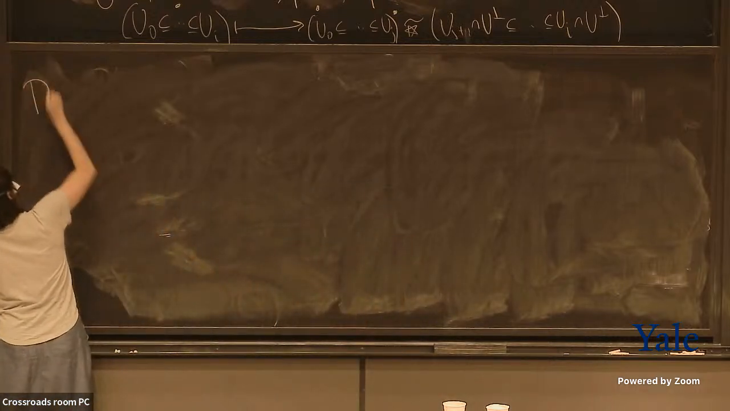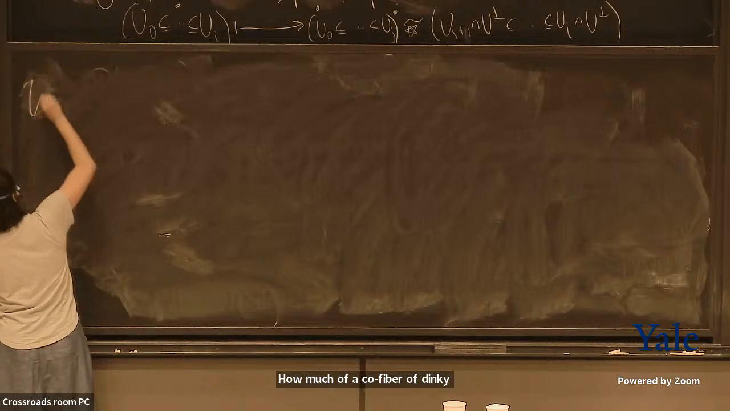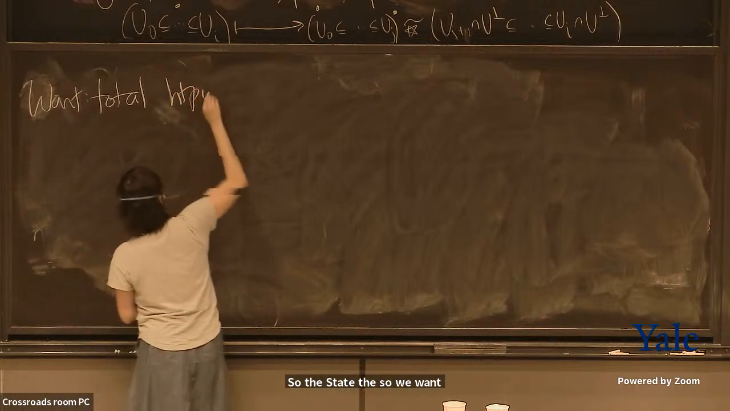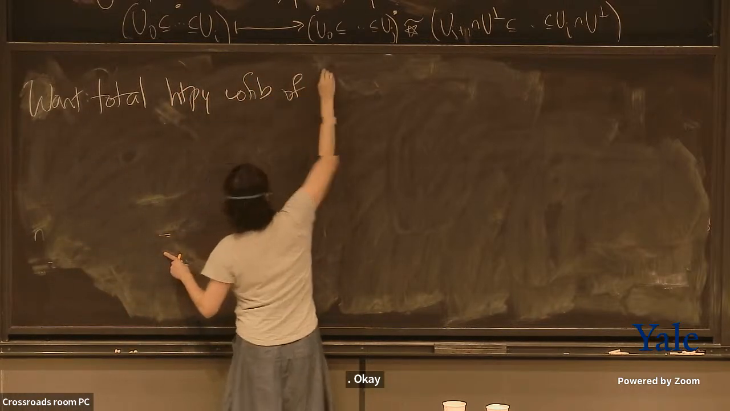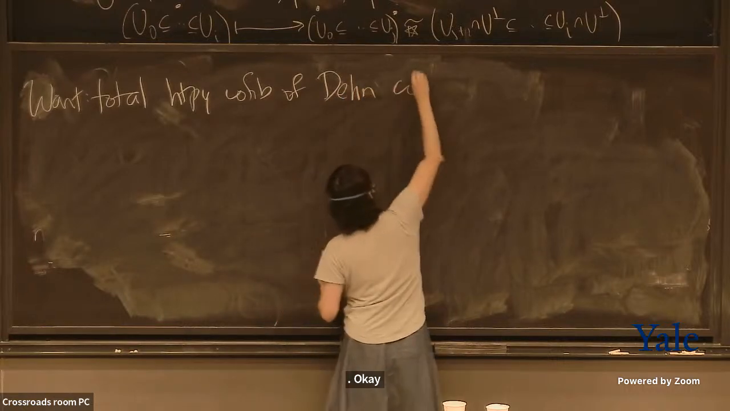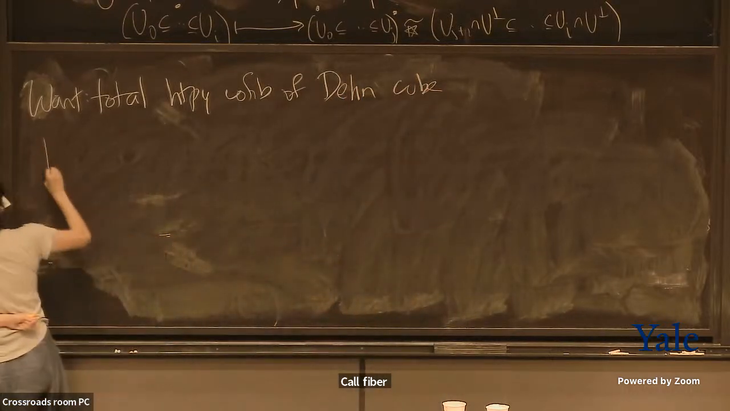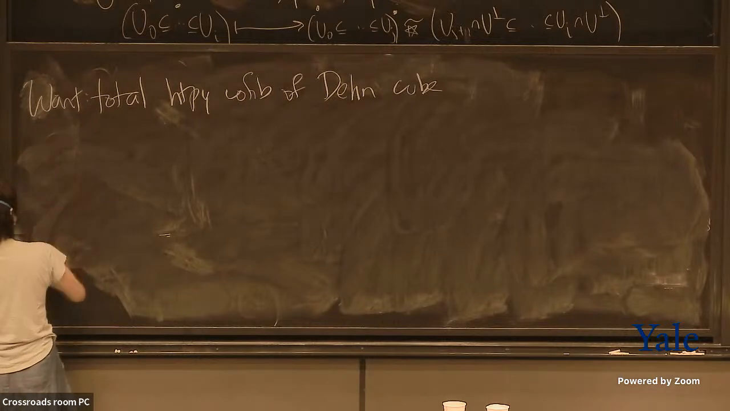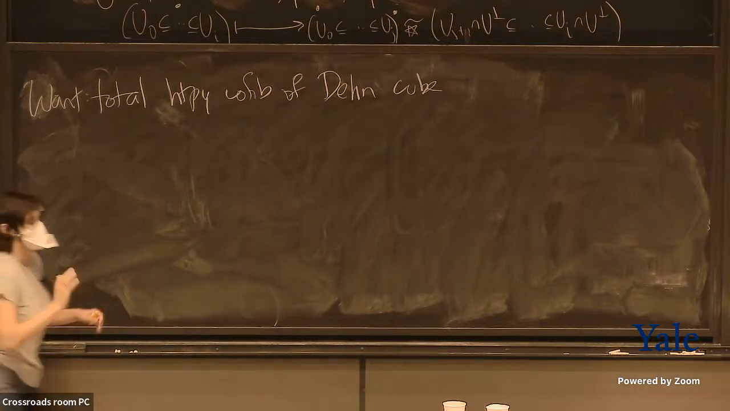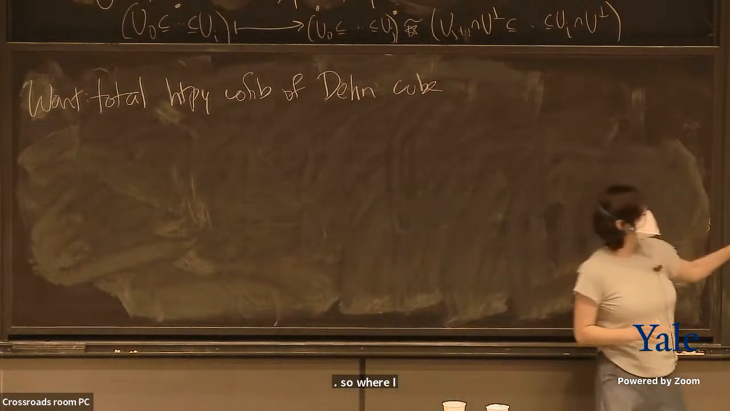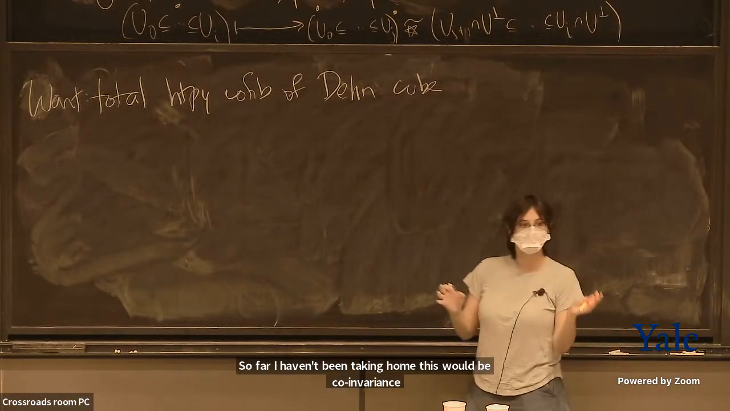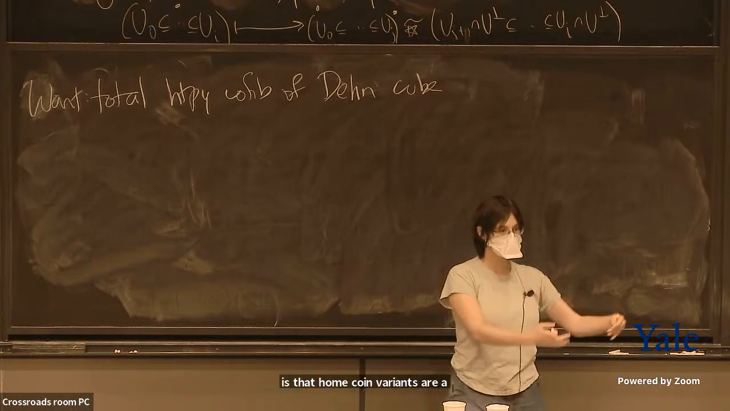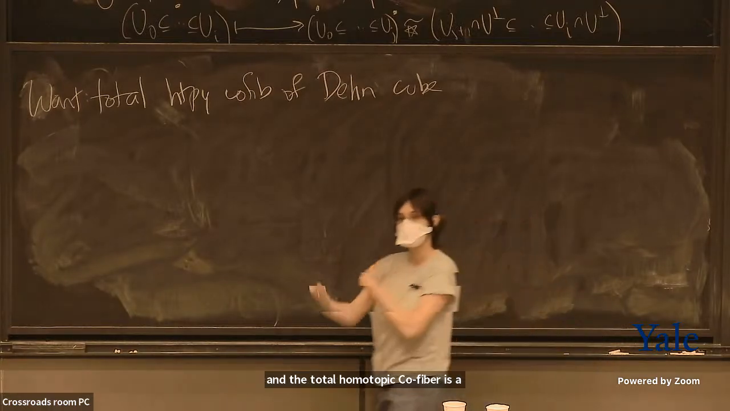So what we want is the total homotopy cofiber of the data. So far, I haven't been taking homotopy co-invariants. The nice thing about doing this topological construction is that homotopy co-invariants are a homotopy co-limit, and the total homotopy cofiber is a homotopy co-limit. So they commute past each other.